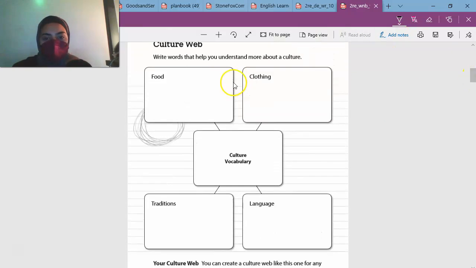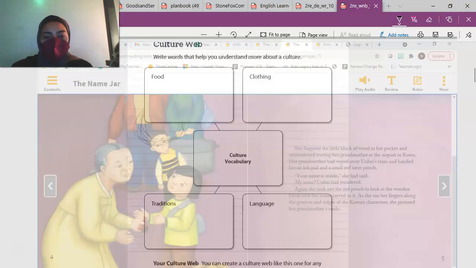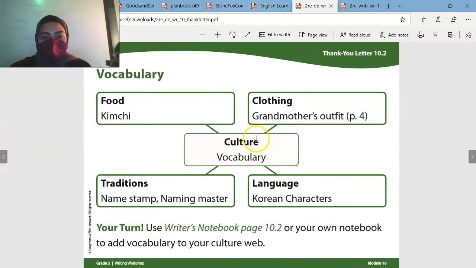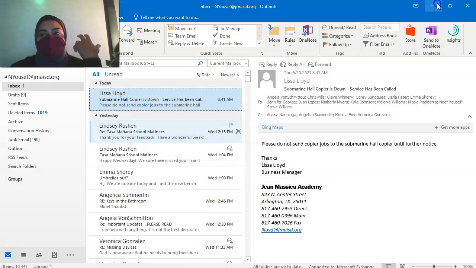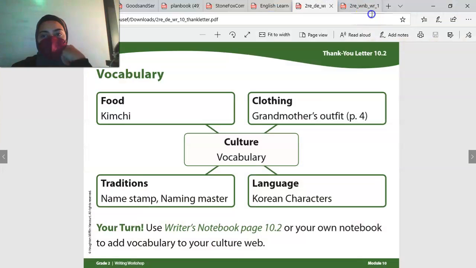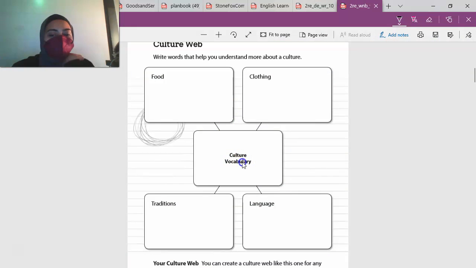Culture Web, culture, vocabulary, food, clothing, traditions, and language. So in the middle, you are going to write, sorry, I need to go back for a second. No, you're going to write the culture that you're going to do. You don't have to do your culture. It could be any culture that you're interested in. So here you're going to write the culture, Mexican, Brazilian, maybe Texan. I guess Texan is a culture. You can do Arab. Did I already say Mexican? Mexican, African. Yes.